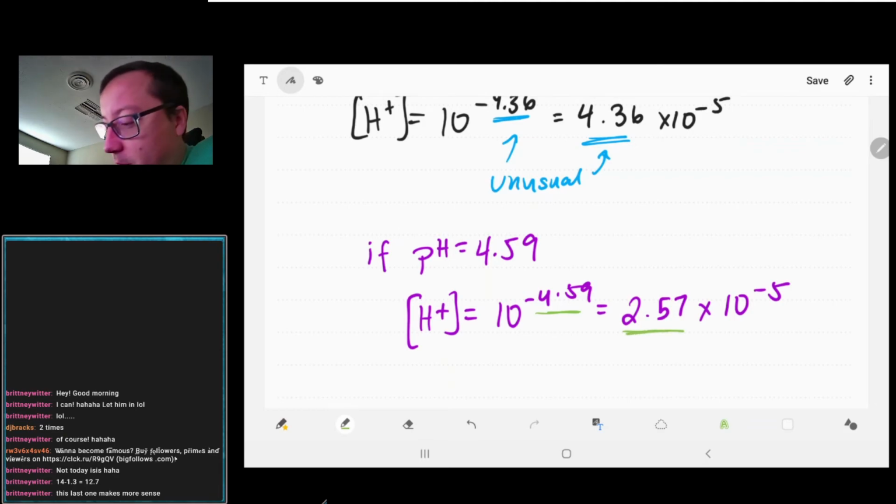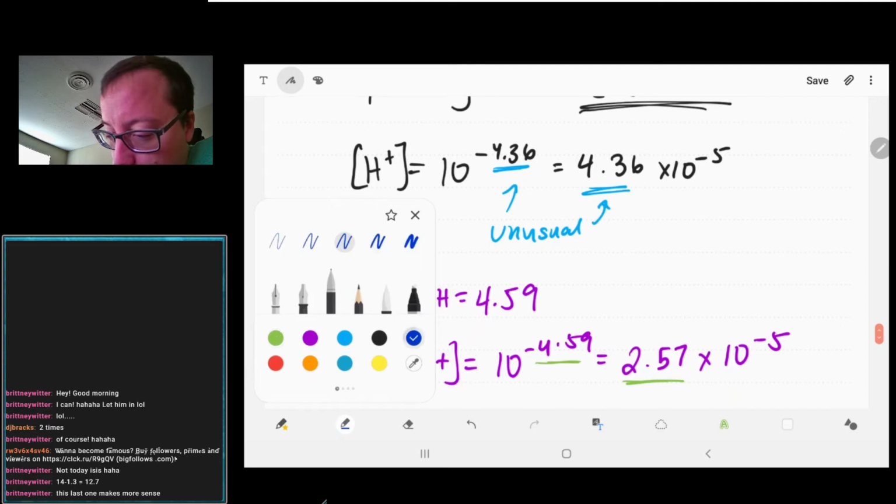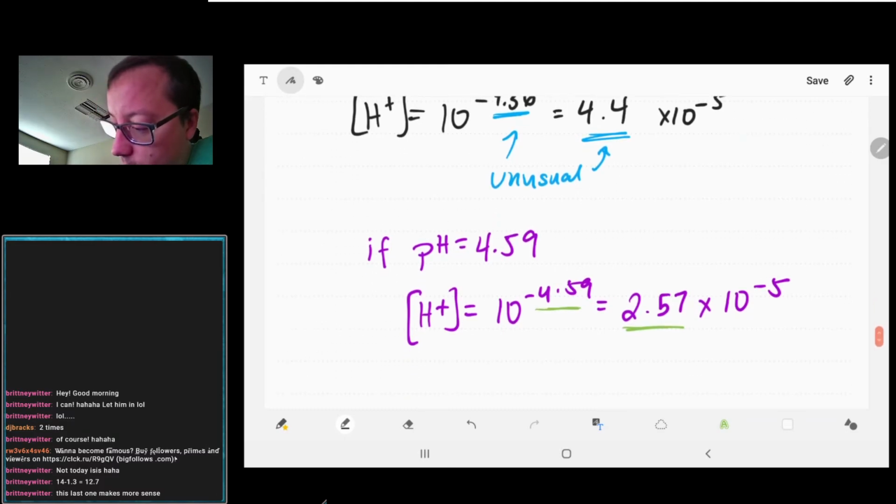Oh, and shame on me. I've put too many sig figs on both of these anyway. And nobody even called me out on it. And this one will be 2.6, with proper sig figs.